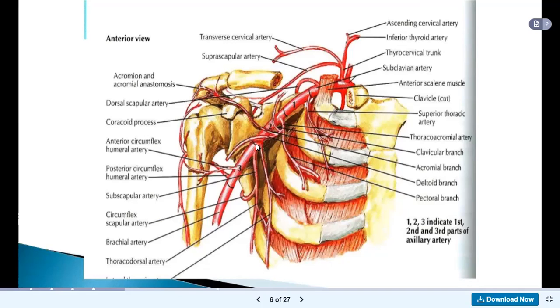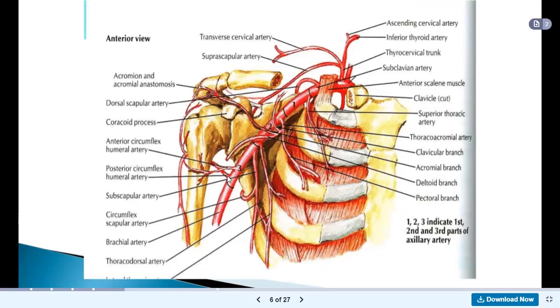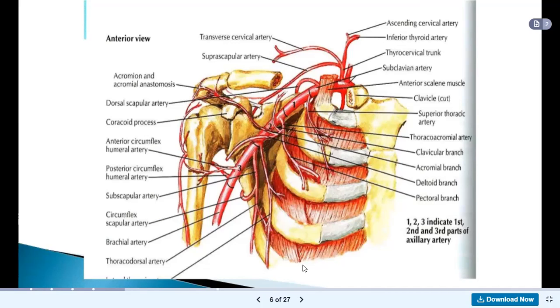Now, then the third part, we said we have the anterior circumflex humeral artery running in front of the humerus. And then we have the posterior circumflex humeral artery running behind the humerus. And then we have the subscapular artery, which is supplying some part of the scapula and the muscles attached to the scapula. Okay, so these are the main branches of the axillary artery.